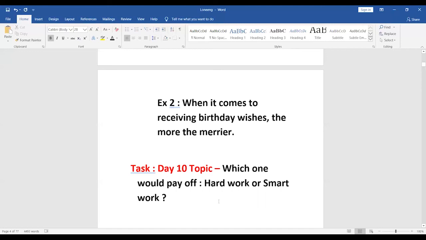Whether you support hard work, or smart work, or both, or you don't support anything, let us know your point of view and we will give you your feedback. Again, we're not going to judge you on your idea, we're only going to help you learn constructive sentences.